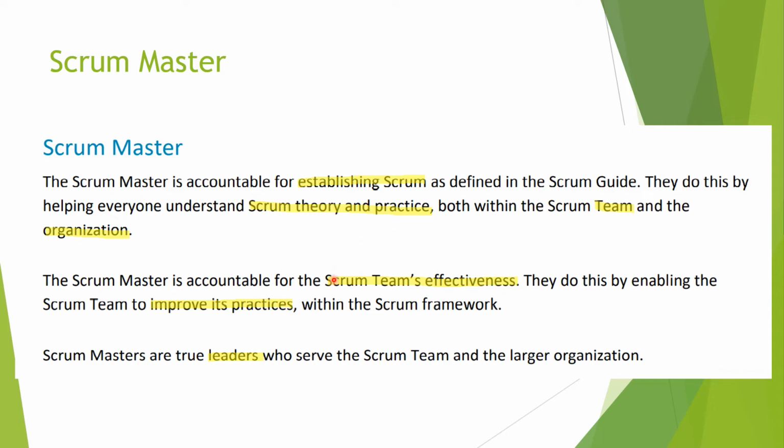The Scrum Master is accountable for the Scrum team's effectiveness. It's very, very important. The team is producing shippable software at every sprint, every iteration. That is where you are the heart of the Scrum. How do they increase the effectiveness? They do it by enabling the Scrum team to improve its practices. The Scrum Masters are true servant leaders who serve the team and the organization.